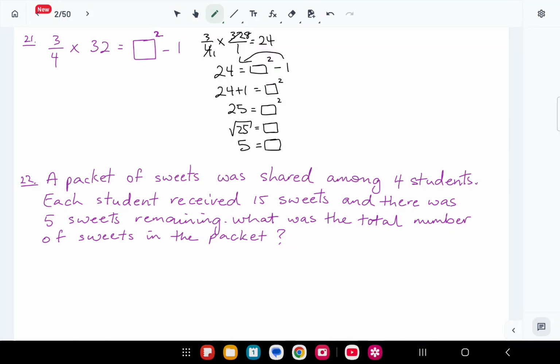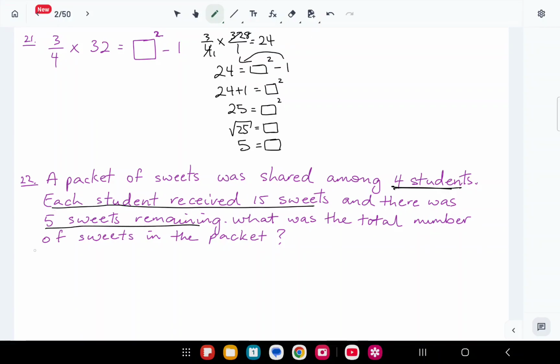Number 22, a packet of sweets was shared among 4 students. Each student received 15 sweets and there was 5 sweets remaining. What was the total number of sweets in the packet? So all we need to do is take it step by step. They said a packet of sweets was shared among 4 students, and each student received 15, and there was a remainder of 5.